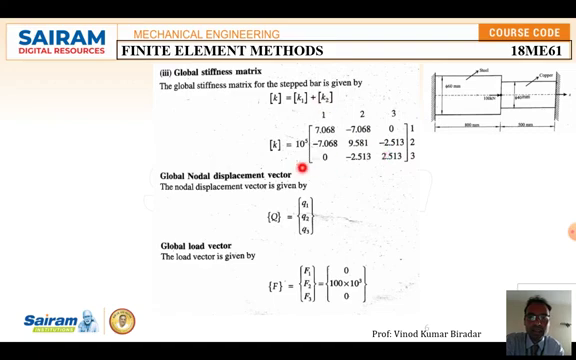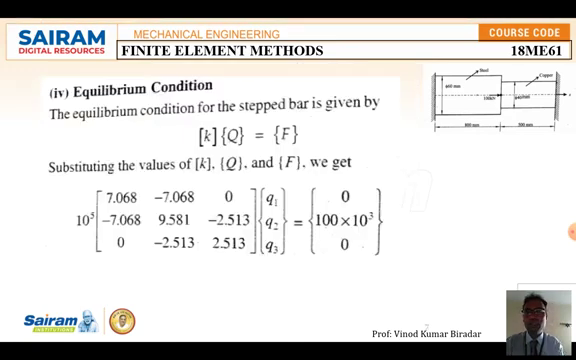Again, the nodal displacement vector: here 3 nodes are there, so u1, u2, u3, and the global load vector. Since 3 forces are acting, f1, f2, f3. F1 and f3 are equal to 0 because they are fixed. In f2 they have given an axial load exactly in the middle, that is 100 kilonewton, so substitute there. Then the equilibrium condition Q is equal to F, so substitute the global stiffness matrix, displacement and force here. Once you know this, from here onwards we are going to change.